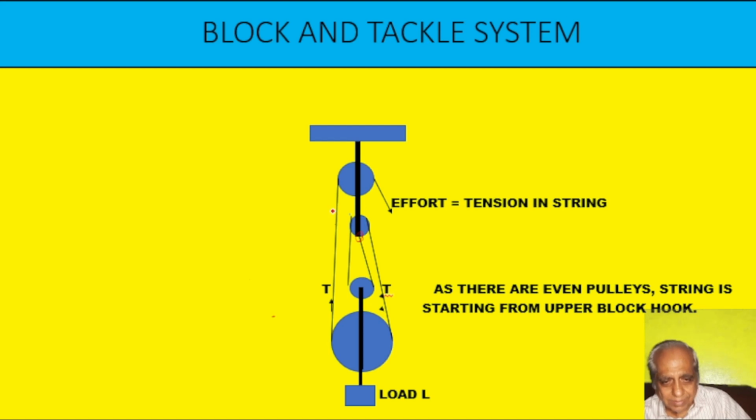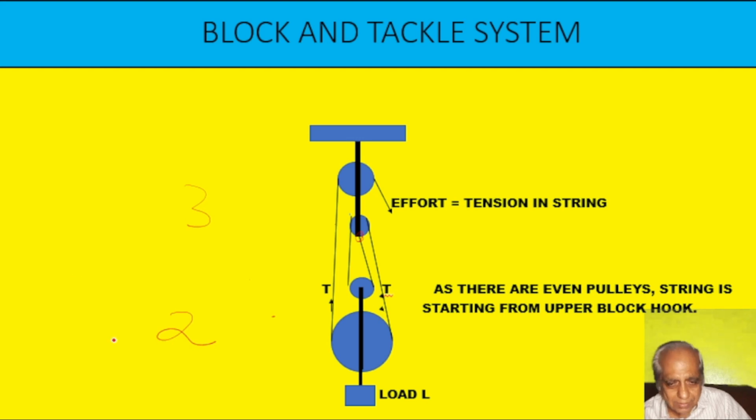In case this has one more, like suppose this has 3 and this has 2, then you will start from the lower block. You can draw that diagram yourself, it is given in the textbook. Then you have to start from here and do it, you will get it in this block. So this point you have to learn. Now, our purpose is how to calculate mechanical advantage and velocity ratio of this block and tackle system.